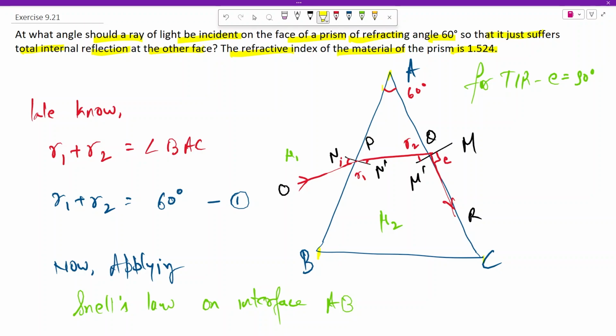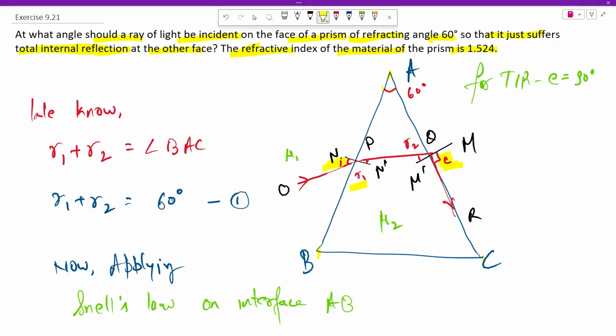Now, on the face AB, the incident ray ON makes an angle of incidence I with the normal, and it goes into the prism with the angle of refraction equal to R1. Now, it strikes the second face AC with an angle of incidence of R2, and it goes out with an angle of refraction E, or angle of emergence. In our question, it is said that on the second face, total internal reflection should happen, or the angle of emergence should be equal to 90 degrees. So, for that condition, we have to find out the value of I.